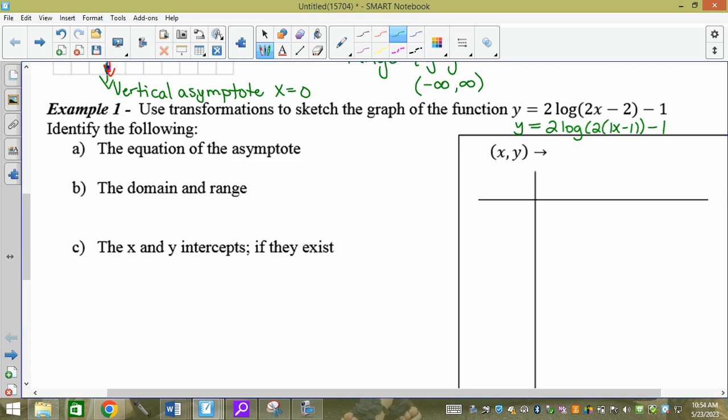All right. So we know that this right here tells me my horizontal translation. What is my horizontal translation? 1 to the right. It was at 0. It's now 1 to the right. So I have a vertical asymptote at x equals 1. Remembering that our horizontal translation is our vertical asymptote.